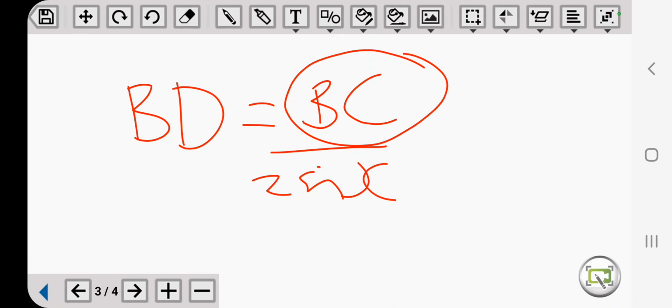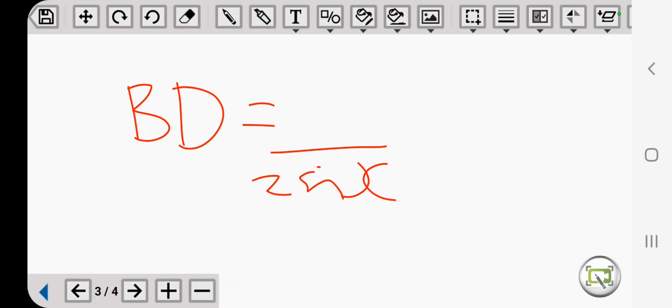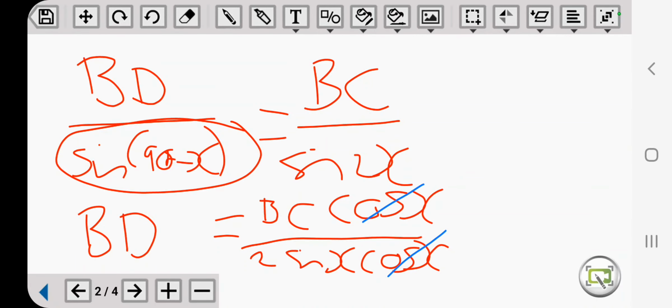Now let's go back to where we had BC. Now we can substitute that with 2 sine x. And guess what? 2 sine x over 2 sine x, you've got it, is equal to 1. And what did the question say? Show that BD is equal to 1 unit.